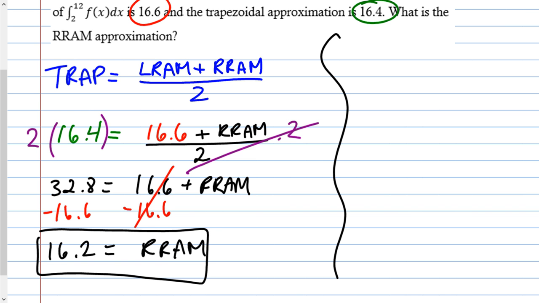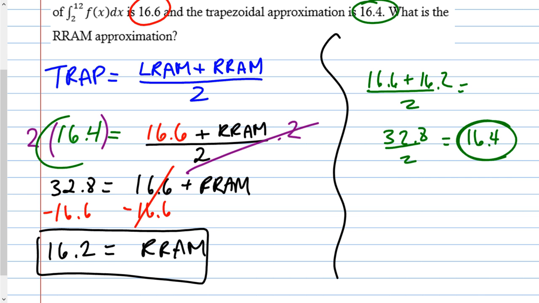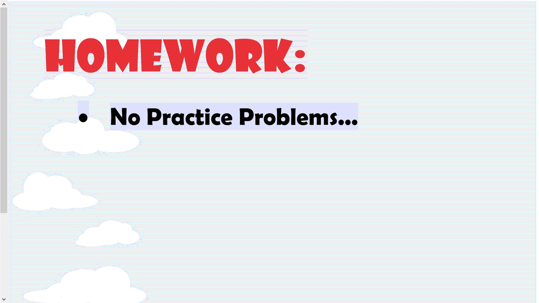You could easily check and be like, ooh, 16.6. That's 16.2 divided by 2. What's that give me? So I've got 32.8 divided by 2, which is 16.4. And yes, that is what I started off with for trapezoid. Okay, that is it.